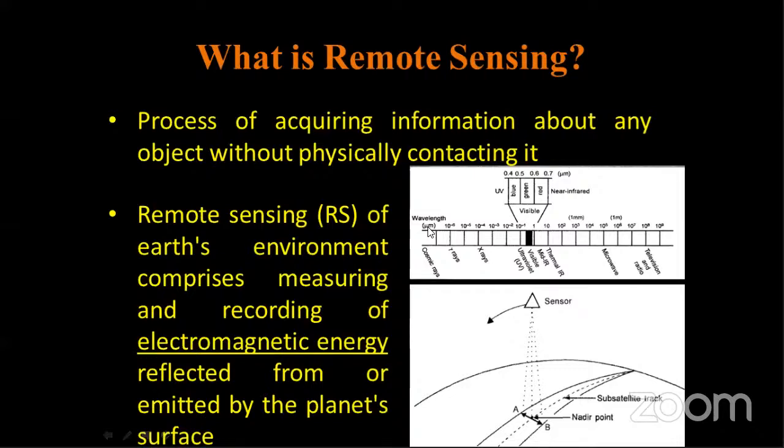This is visible, in blue and green, ranging from 400 nanometers to 700 nanometers, and this is called photosynthetically active radiation. When we started remote sensing, it was for the purpose of vision, but nowadays this technology is used for more.